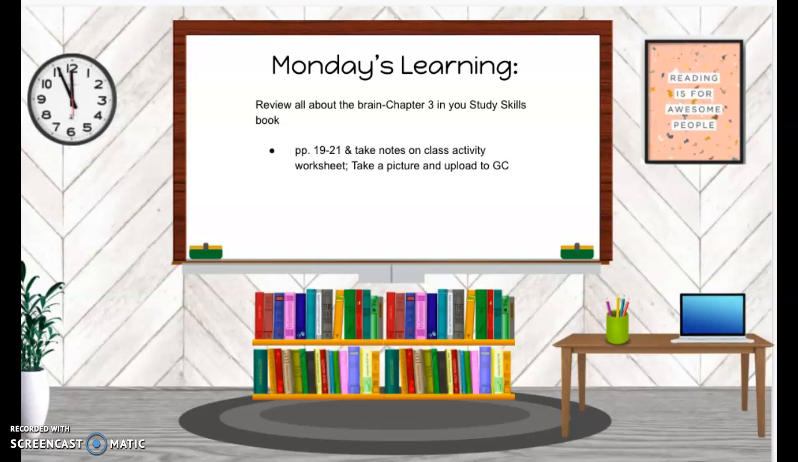So for our virtual learners, on Monday, I want you to review all about the brain, chapter 3 in your study skills book, and then you're going to be doing pages 19 through 21 and taking notes on the class activity worksheet from the learning that you've done on pages 19 through 21. So that class activity worksheet is page 22.